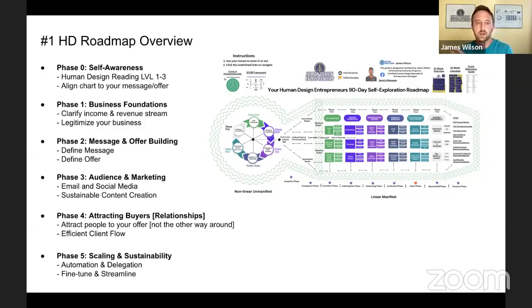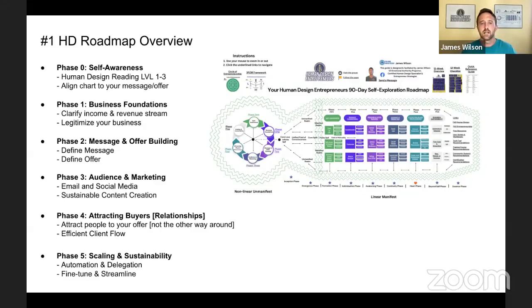Each step that we would cover is in phase 0 to 5. Phase 0 is all about, the whole thing's about you, but this is particularly about you through an in-depth human design reading together to gain self-awareness, to ensure that your business is tailored to your human design chart as much as possible. So this is where you get into aligning your chart to every aspect of your business.